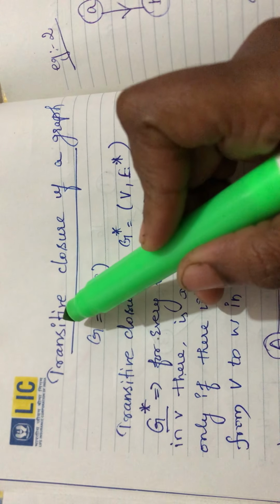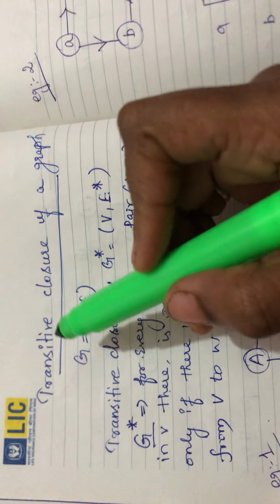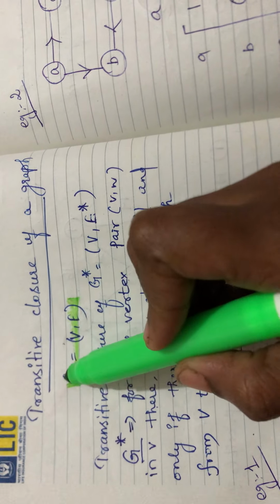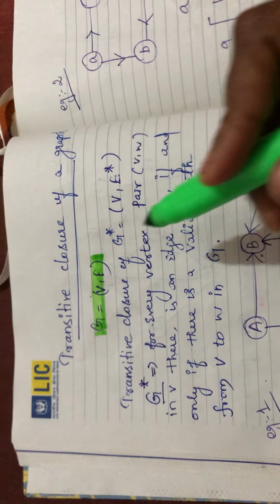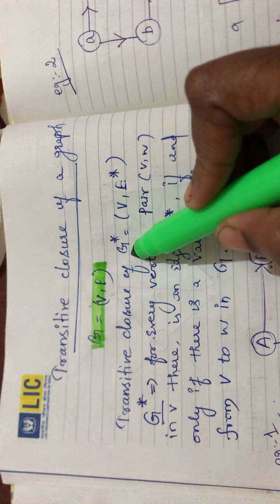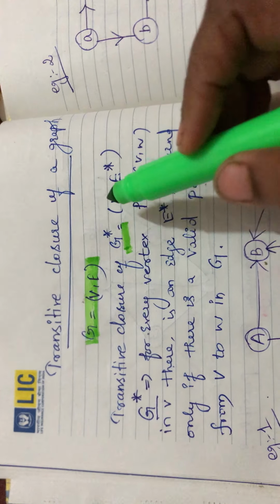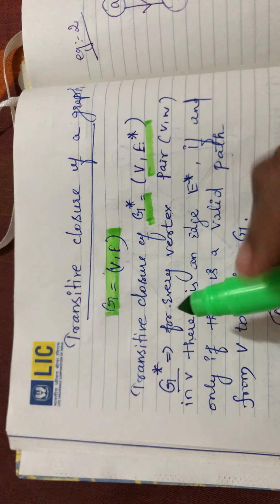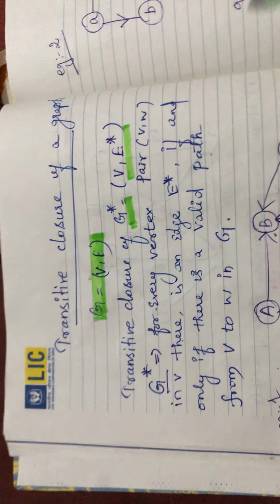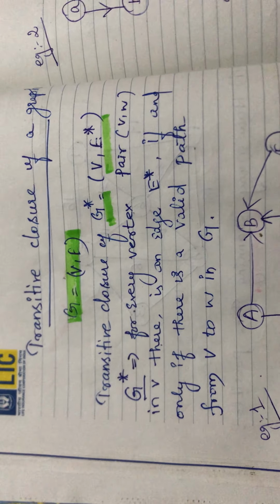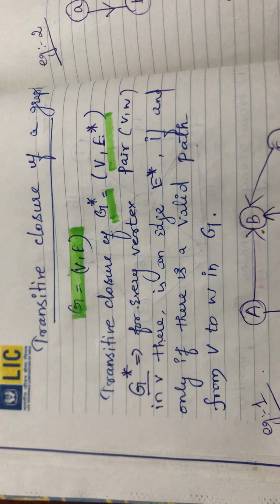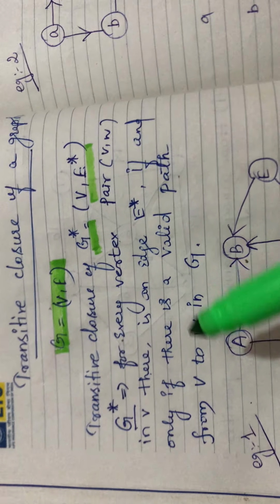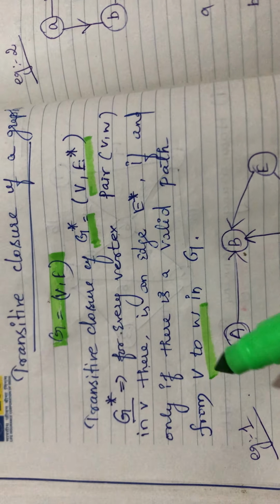Today's topic is the transitive closure of a graph. Already you know a graph contains vertices and edges. The transitive closure of graph G is G asterisk, that is V comma E asterisk. For every vertex pair V comma W in V, there is an edge in E star if and only if there is a valid path from V to W in G.